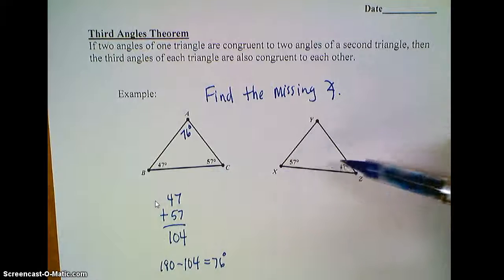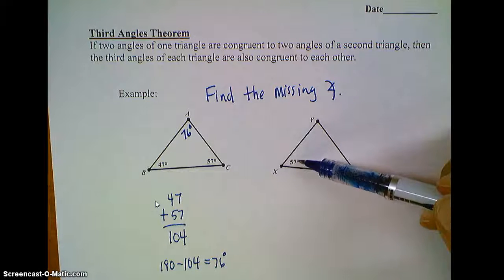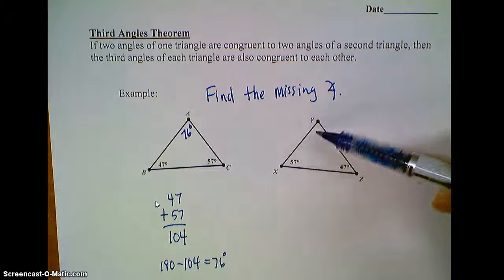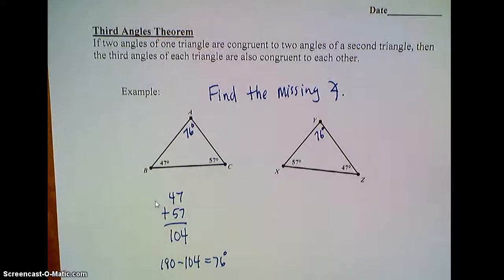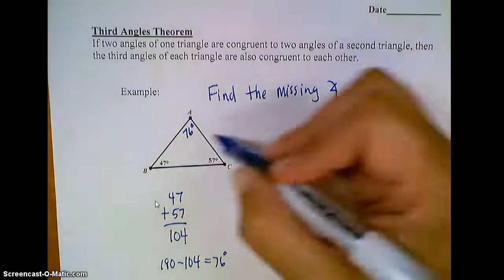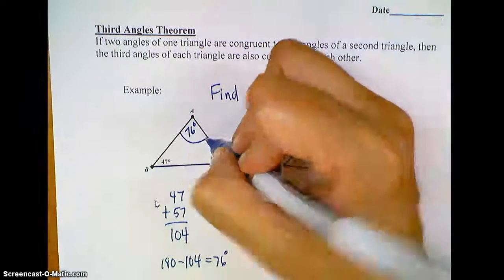In this triangle, I've used up the same number of degrees, and therefore the third angle of this triangle must equal the third angle of this triangle. Okay, and again, it's logical that that would happen.